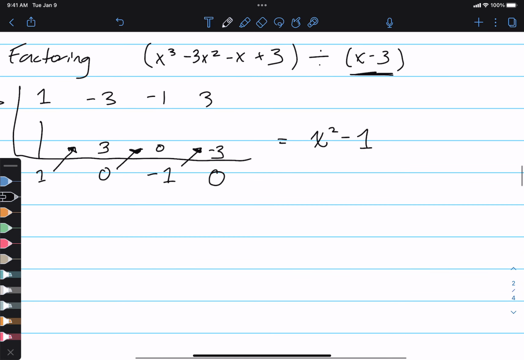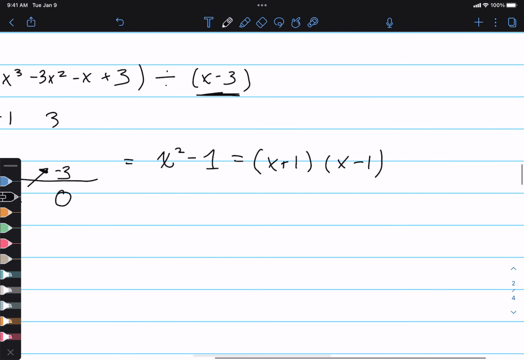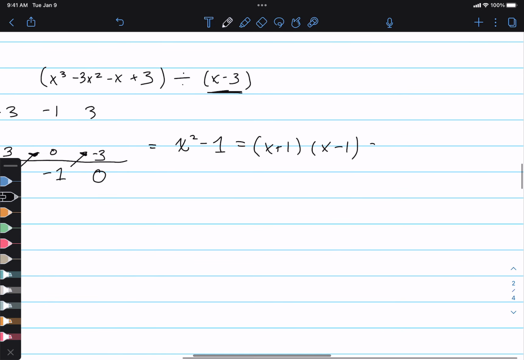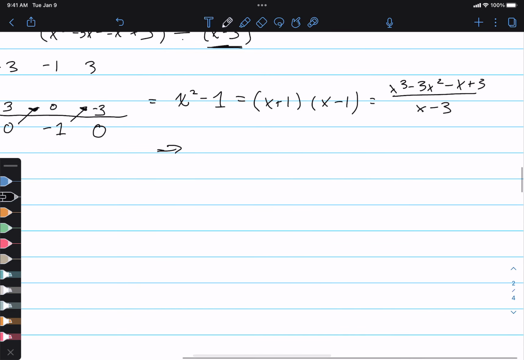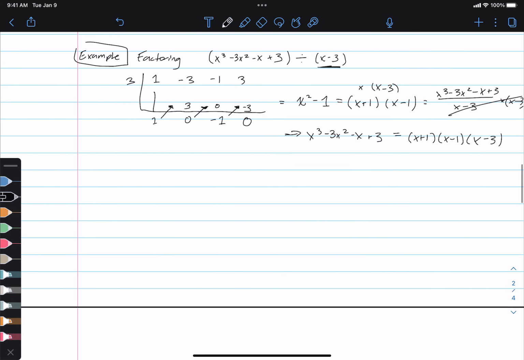And so we can factor this further into x plus 1 times x minus 1, right? And again, this is the result of division. So this is equal to x cubed minus 3x squared minus x plus 3 all divided by x minus 3. And so what that tells us is that to factor this, you get x cubed minus 3x squared minus x plus 3 is equal to, and then we can multiply both sides here by x minus 3, excuse me, times x minus 3. These are going to cancel out, and you're left with x plus 1 times x minus 1 times x minus 3. And there you go. You factored it because you knew one of the zeros.